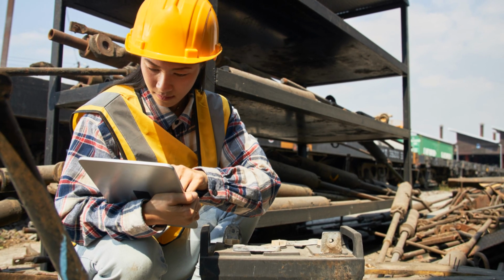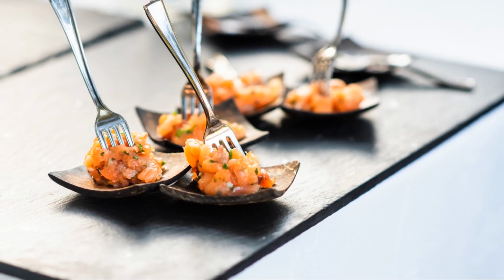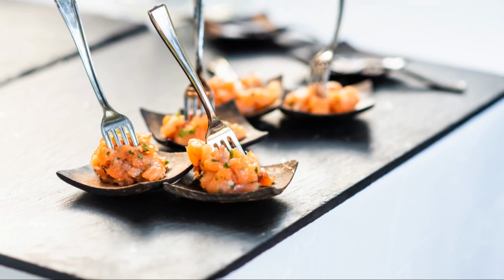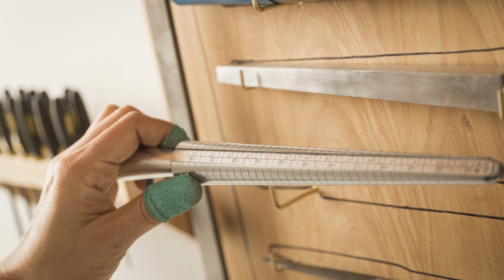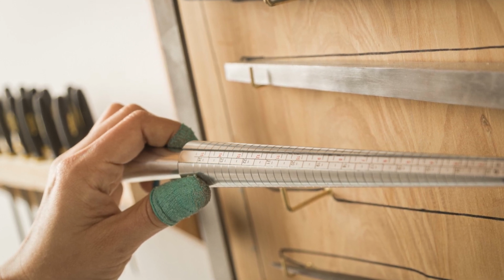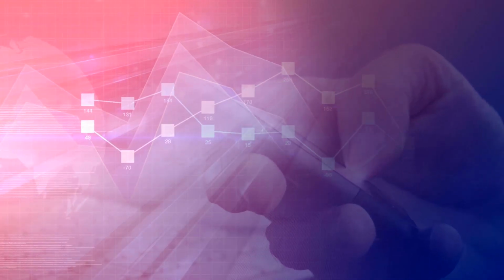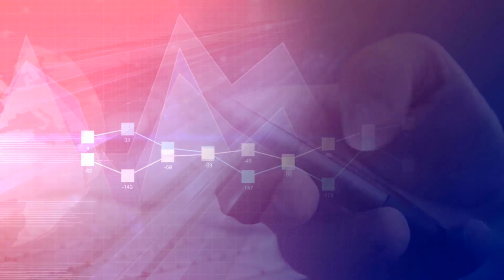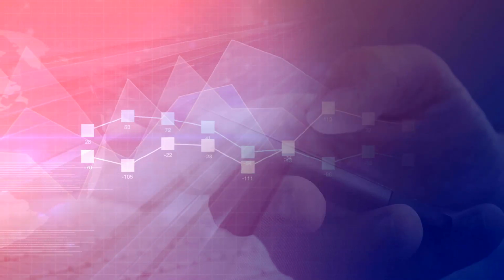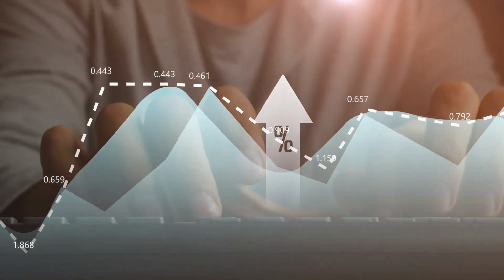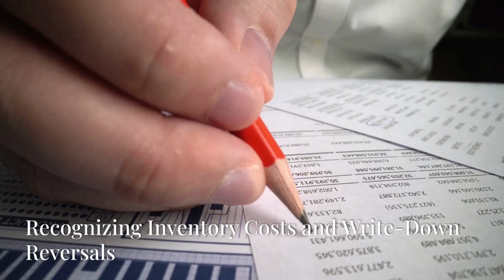individual units. Specific identification, as the name suggests, involves tracking the actual cost of each individual item of inventory. This method is typically used for high-value items or items that are not interchangeable. The choice of inventory valuation method can significantly impact a company's financial statements, especially during periods of inflation or deflation, and can affect key financial ratios.